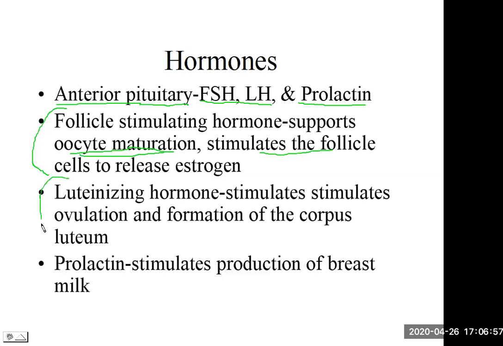LH, there's a sharp rise in the level of LH, and that stimulates the release of the egg out of the follicle, out of the ovary. So that's the term ovulation. And the remaining cells of the follicle create the corpus luteum. And we'll see that spike in LH. And whereas prolactin, stimulating the breast structure, the mammary gland structure, for the production of breast milk to nourish now a baby, allowing for breastfeeding.